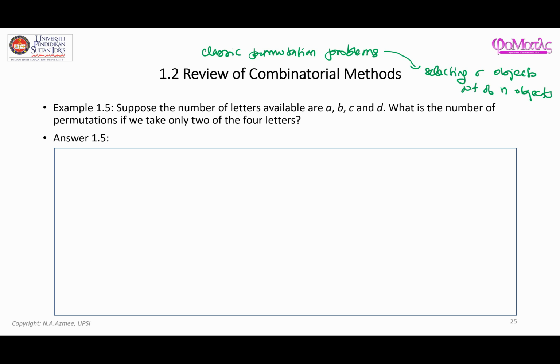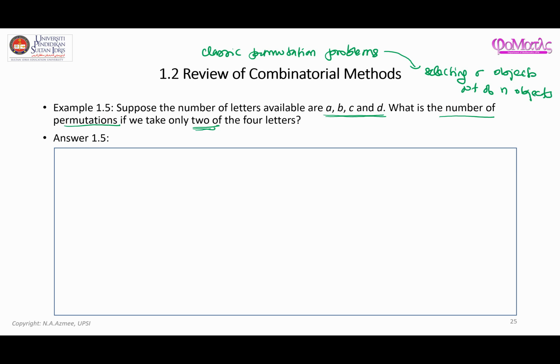Okay, so this is a classic example that we have here. We have 4 letters A, B, C and D, and the question is asking you for the number of permutations if you take only 2 out of 4 letters.